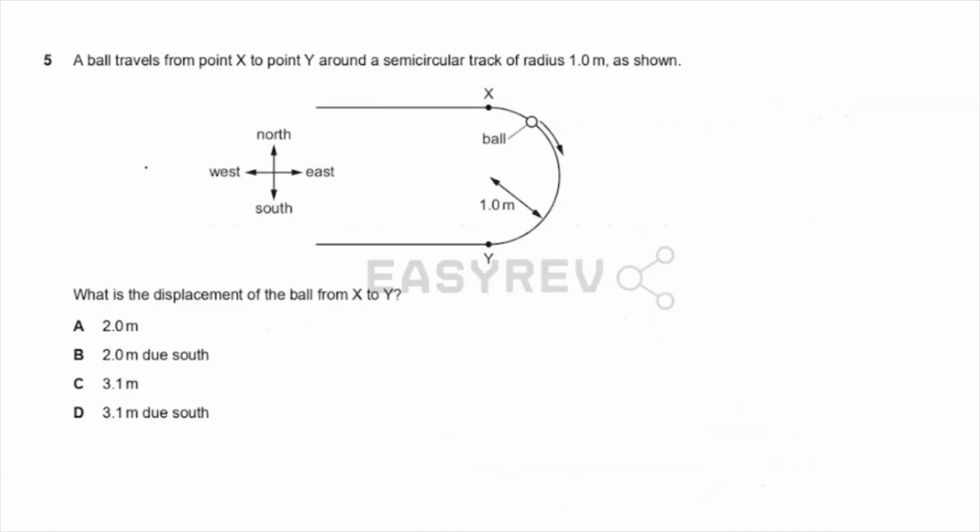Here we have question 5. A ball travels from point X to point Y along a semicircular track of radius 1 meter as shown. What is the displacement of the ball from X to Y?